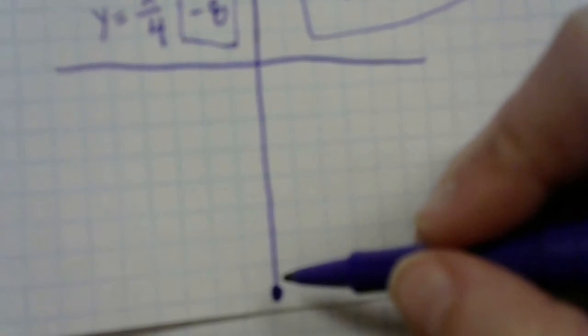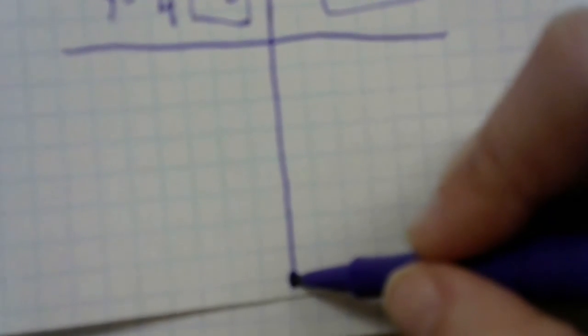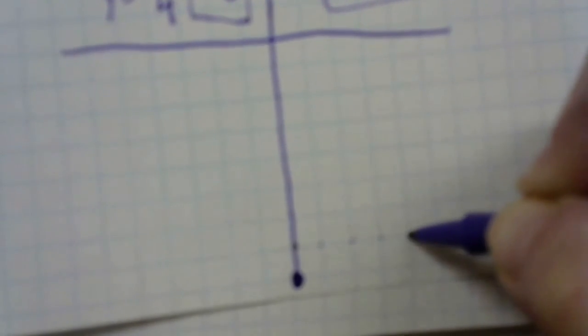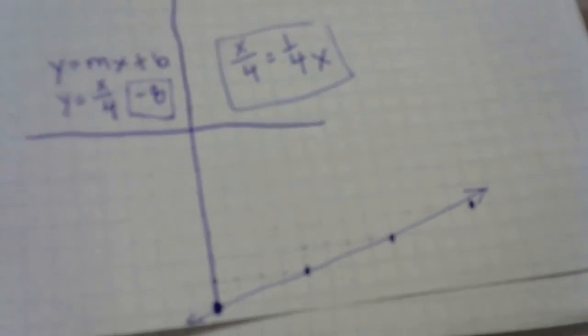Negative 8. Now, my slope is 1/4. So I'm just going to go up from here. So I'm going to go up 1, then 1, 2, 3, 4 over 4. Up 1, 1, 2, 3, 4. Okay. I could also go down 1 and over 4, but I'm going to go up 1, 1, 2, 3, 4. And there is my line. That is kind of crazy. Should have made that different.